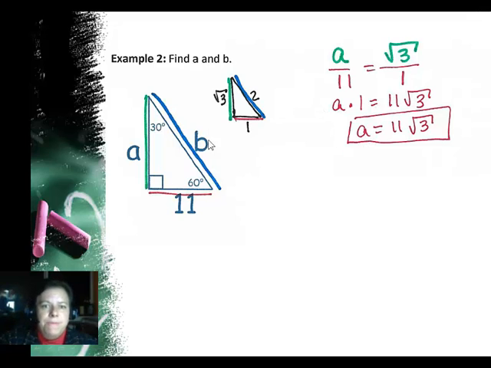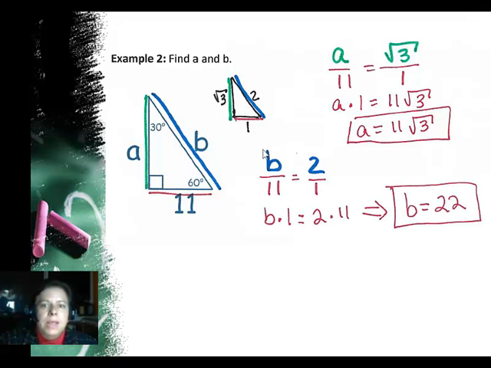I can do the same thing for B. I'm going to do blue to red is as blue to red. So B is to 11 as 2 is to 1. Cross multiply, simplify, and B is 22.